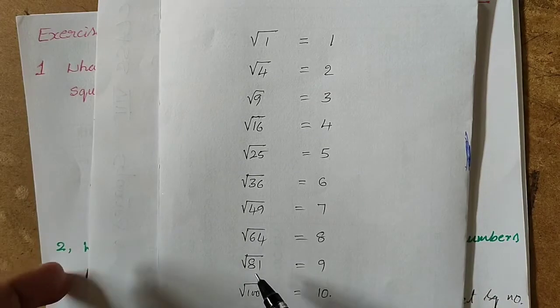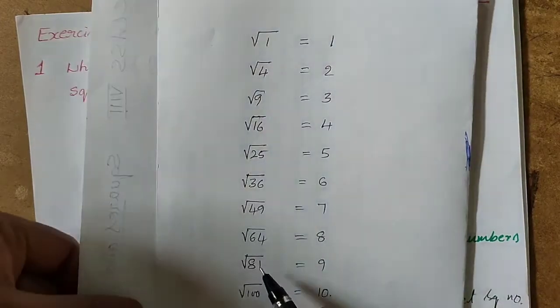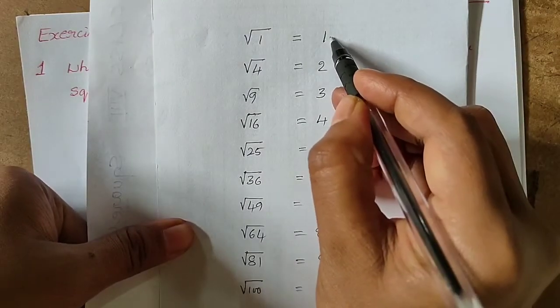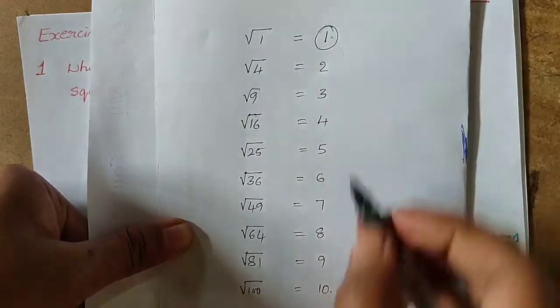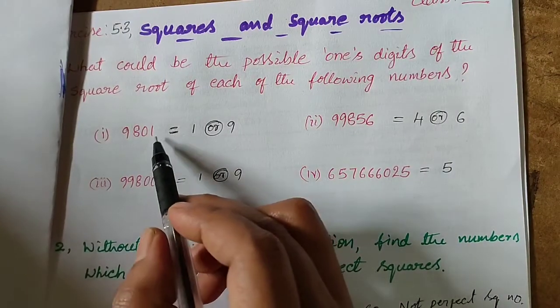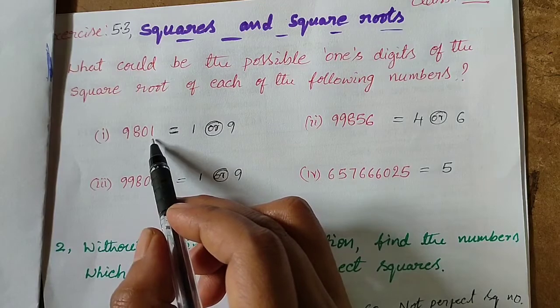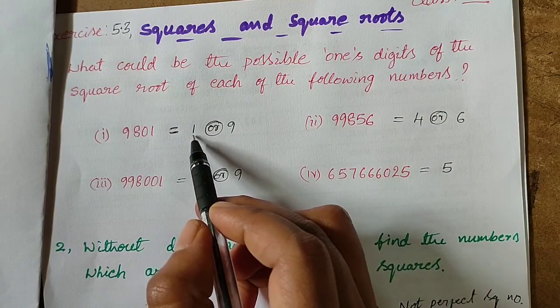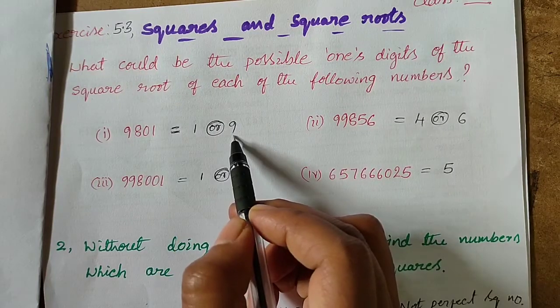So if in the square number the unit digit 1 comes, what is the square root? Either it is 1 or it is 9. So the answer is: if the unit digit of the square number is 1, then in the square root number the unit digit is either 1 or 9.